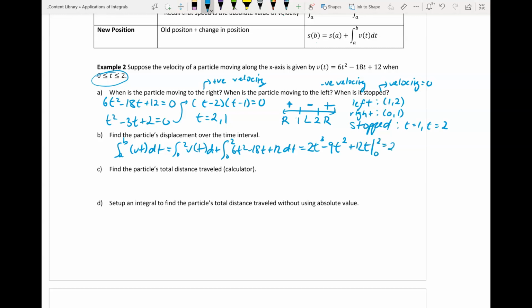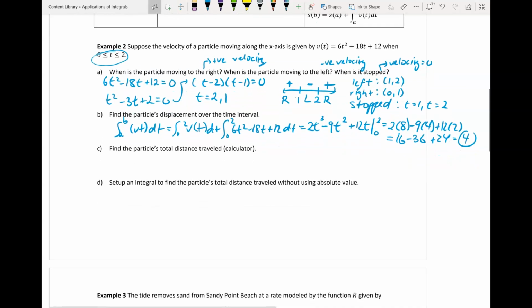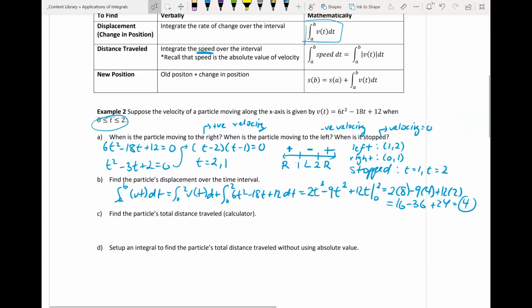So this is going to be 2 times 8 minus 9 times 4 plus 12 times 2. And then after, we would subtract 0, 0, and 0. So I'm just going to leave it like this and simplify it. So 16 minus 36 plus 24, which is 4 as our final answer for our displacement. If you want to find the total distance traveled, it says use a calculator. So we're just going to plug this into the calculator. It's going to be the absolute value of v of t.